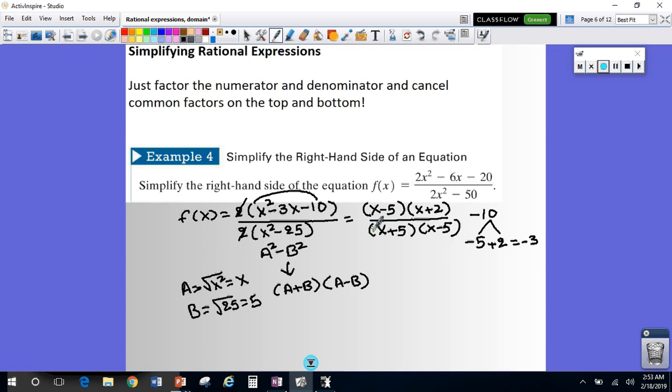So the common factor in the numerator and denominator is x minus 5. So I have crossed out x minus 5. So this equals x plus 2 over x plus 5.